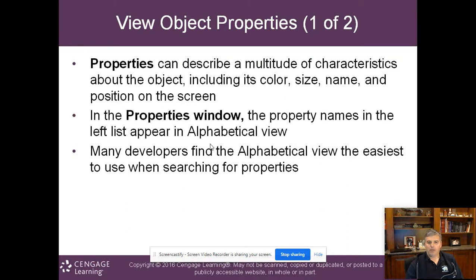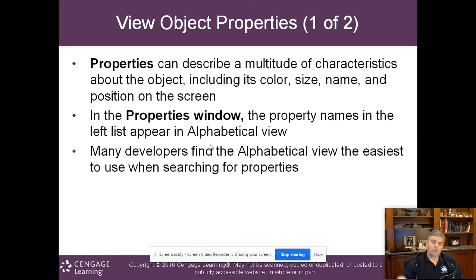The other thing we have are properties, object properties. All the objects, buttons, forms, picture boxes have properties. Properties describe a multitude of characteristics about the object. Its color, its size, its name, the position on the screen, anything about that object. And different objects will have different properties. The properties window is usually on the lower right-hand side of your screen.